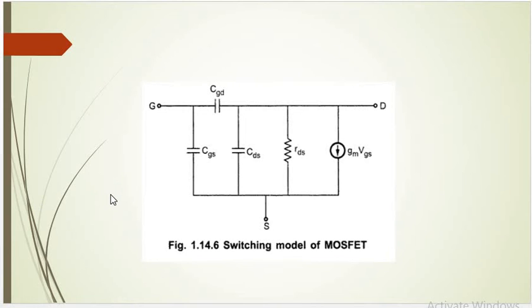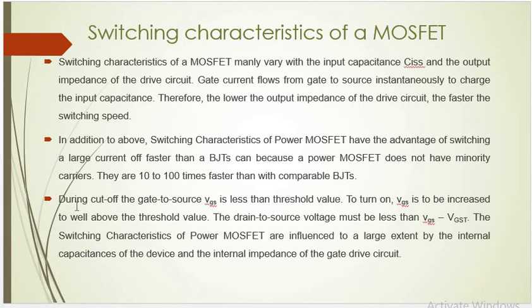So when we are going to use this MOSFET as a switch, this is the switching model of MOSFET. So here an inbuilt capacitor will be there. This capacitor is going to help the switching function. That is, the switching characteristics mainly vary with the input capacitance CISS and the output impedance of your driver circuit. So gate current flows from gate to source instantaneously to charge the input capacitance. Therefore, the lower the output impedance of the driver circuit, the faster the switching speed.